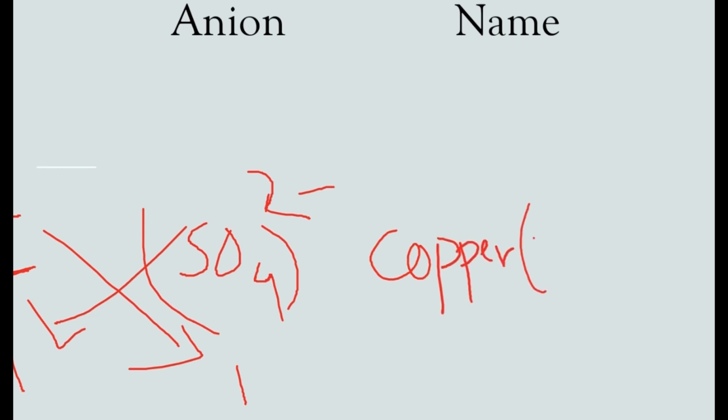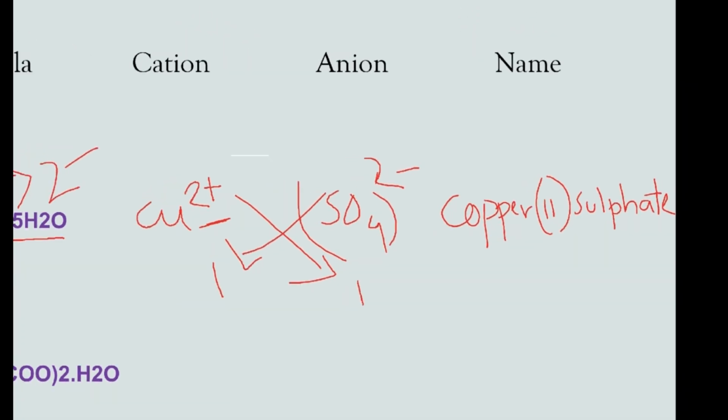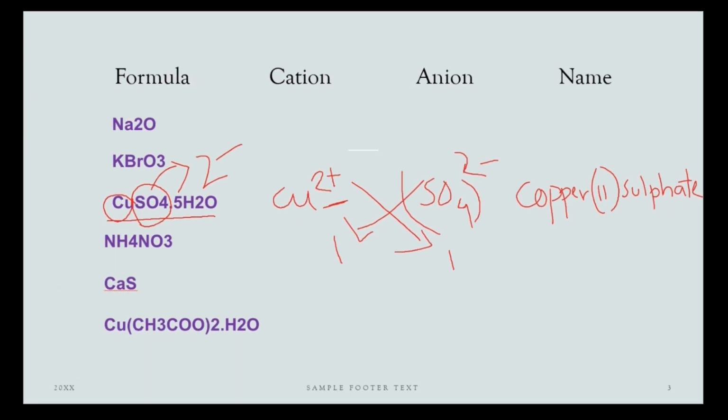So first we will write the name of the cation, which is copper, and we have to write the valency in brackets so that the teacher can understand which copper you are using. And then we write the name of the anion, which is sulfate. So our compound is copper 2 sulfate.